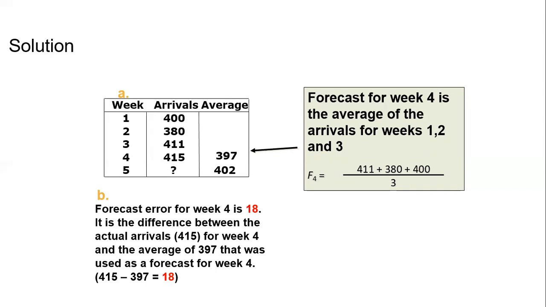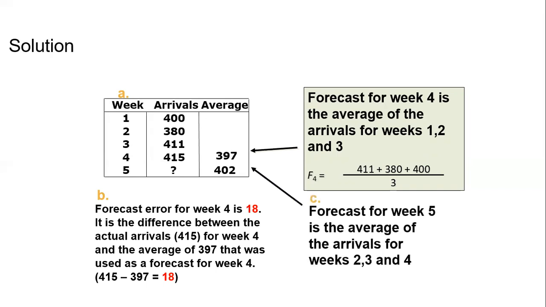Can I do the same for week 5? Let's see. In week 5, I will take the second, the third, and the fourth. What about the first? No. He said to calculate using the moving average for the last 3 weeks. So I will take only the last 3 weeks. What do you mean? I will take the data for the second week, the third, and the fourth, and it will give me 402. Brilliant. But here he didn't ask for the calculation of the forecast.